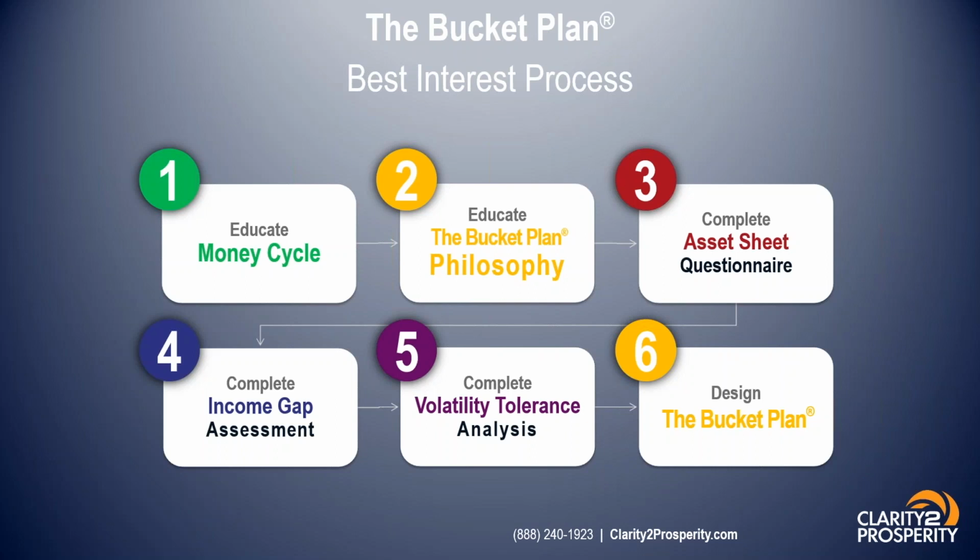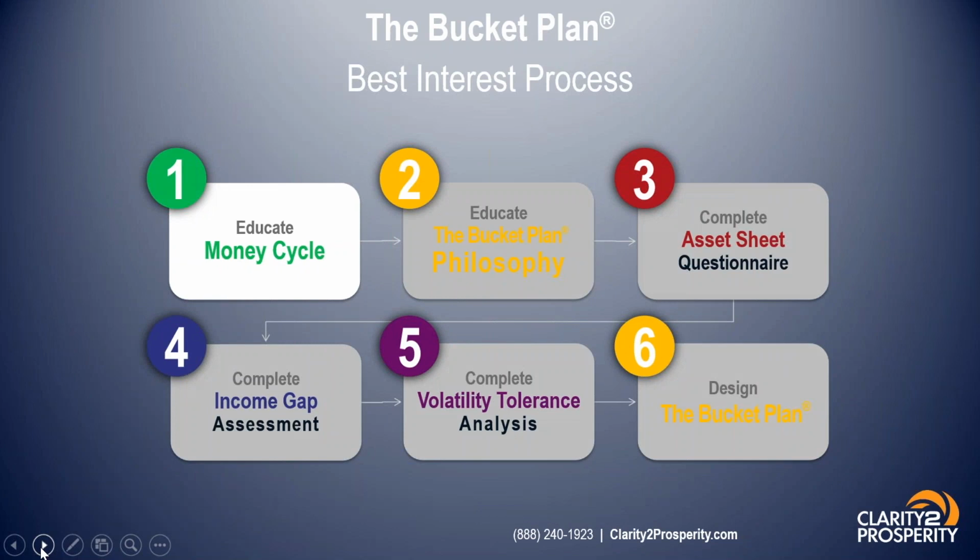If you look at this 6-step process, the Bucket Plan is a philosophy first. It's an asset positioning philosophy, but there's a process built around it. We're going to talk specifically about only step 1 today, the money cycle, which creates the need to plug into the Bucket Plan as a philosophy of segmenting your money to mitigate sequence of returns risk. This is just a high-level visual of the whole process, and we'll cover these in subsequent webinars.